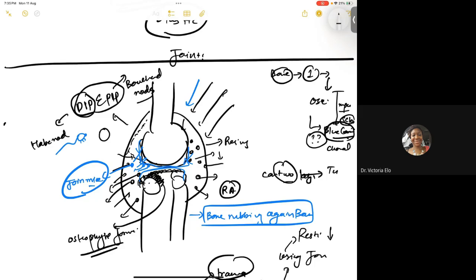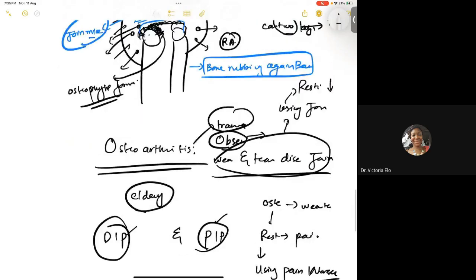Let me give you an overview, then we are going to move forward. Osteoarthritis, the only thing you have to keep in mind, which is going to make this pathology really easy for you, is wear and tear of the joints. Along with that, what are the factors which would aggravate this wear and tear problem? Trauma, obesity.